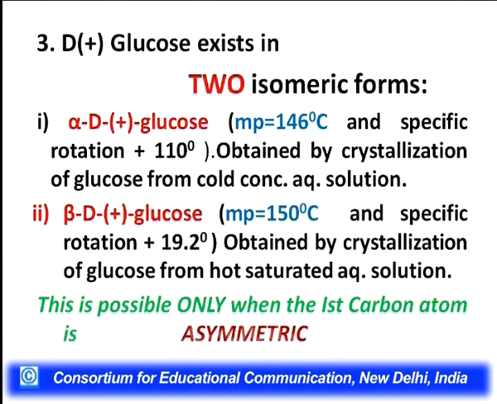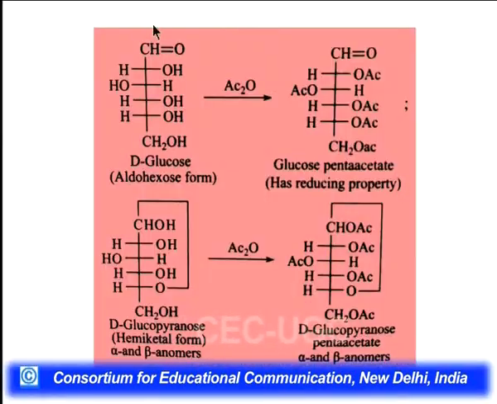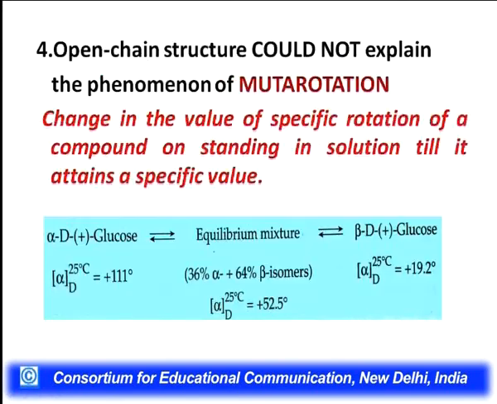chiral carbon is asymmetric. But if we talk of the open chain structure here, what we find is that this first carbon is not asymmetric, since in this case this carbon is attached to oxygen with a double bond. Not only this, the open chain structure could not explain the phenomena of mutarotation.